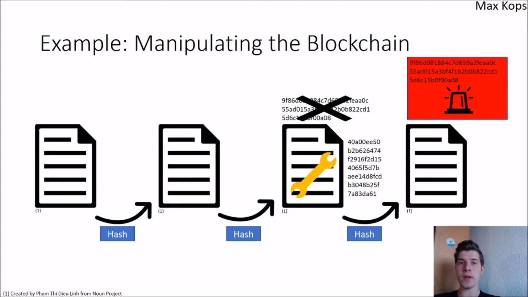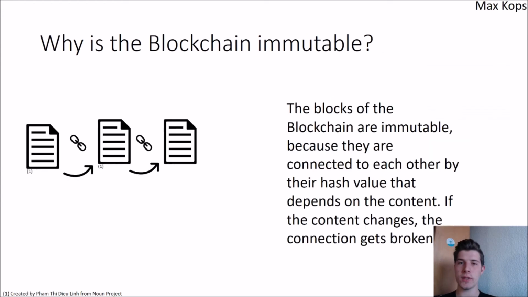And because every block is related to its neighbor, we also cut off the second and the first block, because they are connected to the third, and therefore they are also cut off. So that's already the answer to our question. And just to sum it up, it's not possible to change the blockchain afterwards or to manipulate it, because the blocks are connected to each other by the hash value. And if we change the content of the blockchain, the hash value is changing, and therefore the references in the blockchain are not valid anymore.